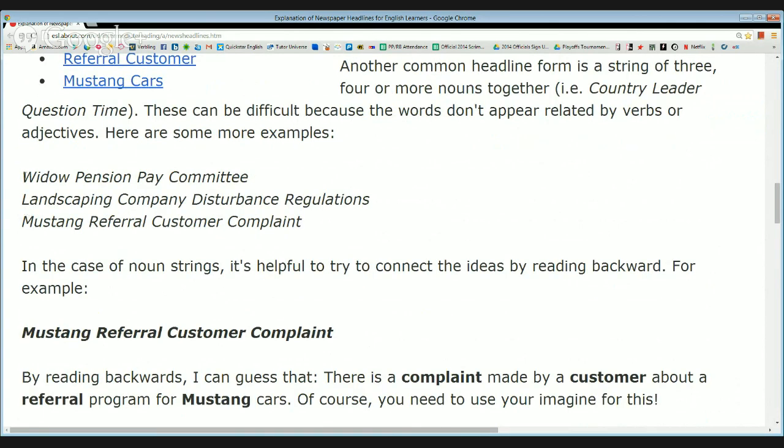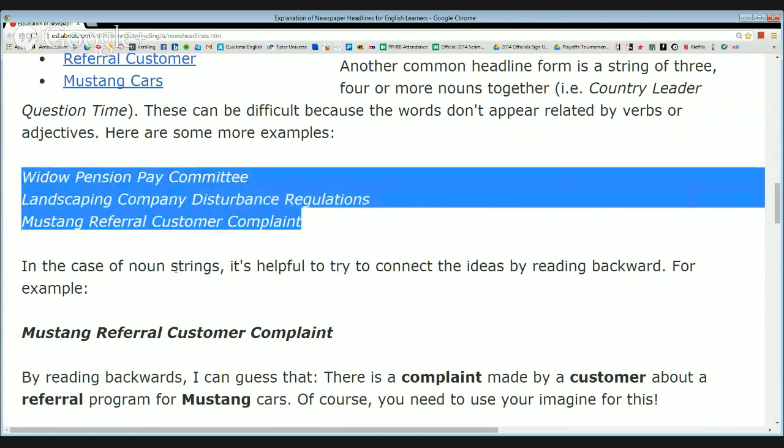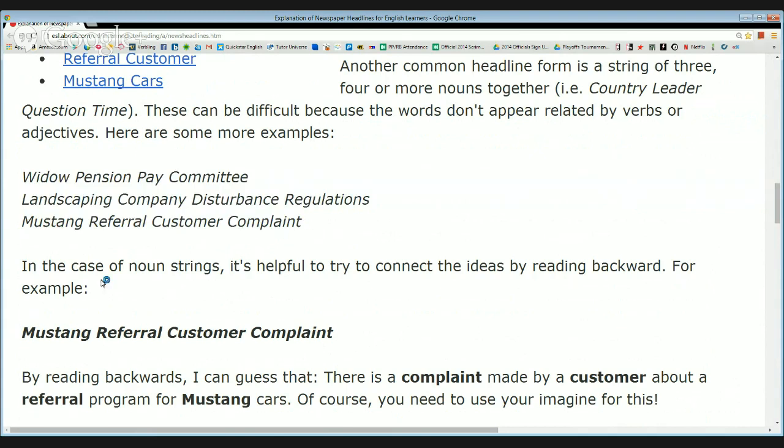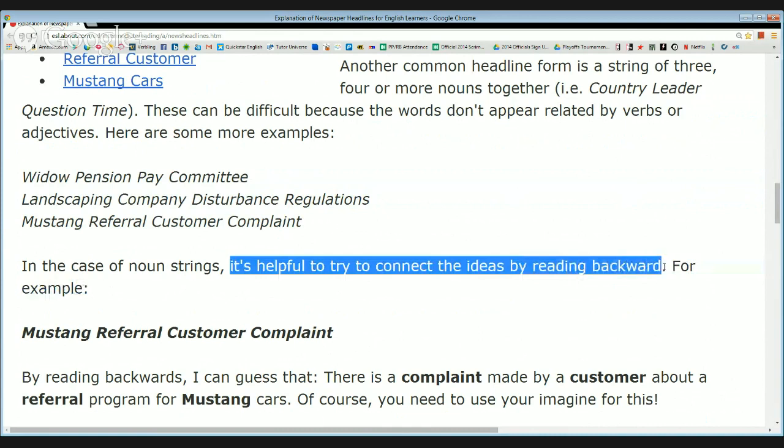And we'll do the same thing with these. Widow Pension Pay Committee. Landscaping Company Disturbance Regulations. Mustang Referral Customer Complaint. Okay, so they give you a little hint here. They say it's helpful to connect the ideas by reading backward. Okay, so that's just a clue. So what do you think these mean? These ones are a little more vague, I guess we could say. Who wants to give one of these a try?